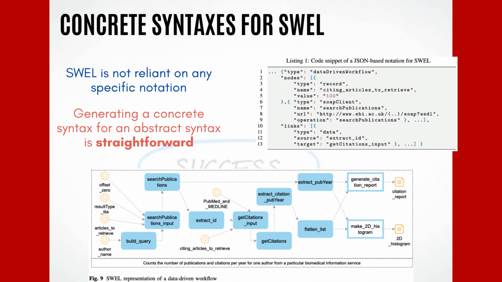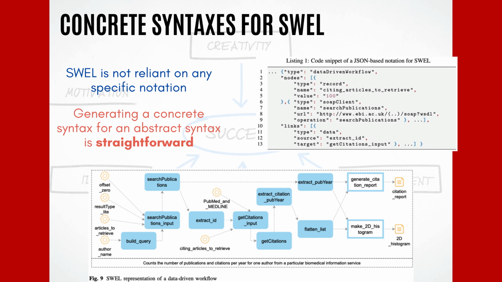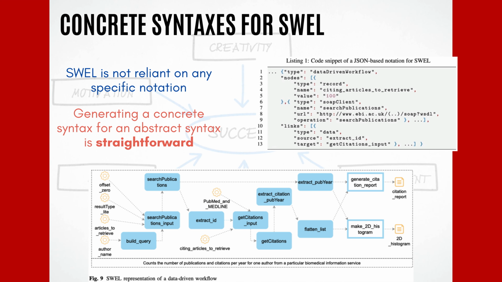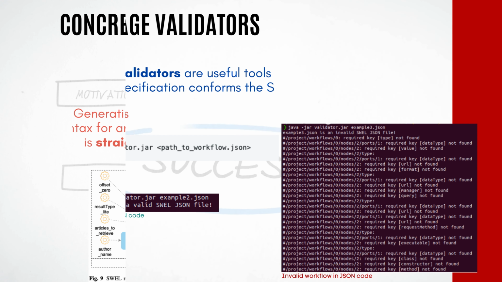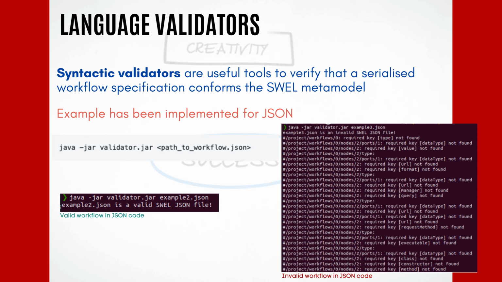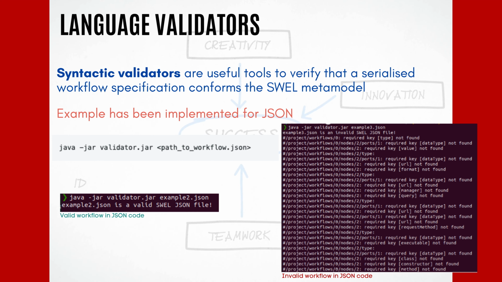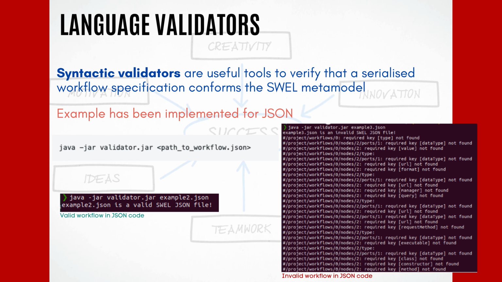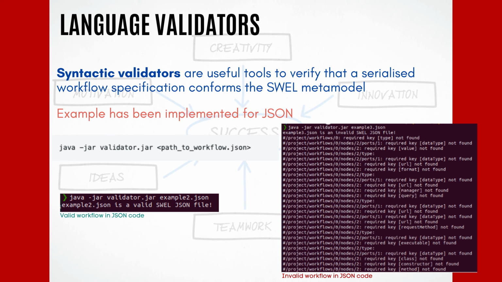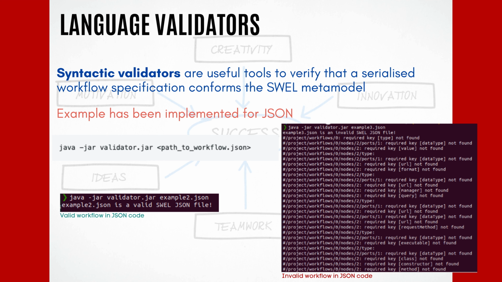SWEL is independent of any notation. This independence allows for a straightforward creation of both textual and graphical syntaxes. Each element of the concrete syntax is systematically transformed into its corresponding abstract representation within the SWEL metamodel. Leveraging this structured approach, we have successfully developed a JSON validator. This tool plays a crucial role in ensuring that serialized workflow specifications adhere strictly to the SWEL definition.